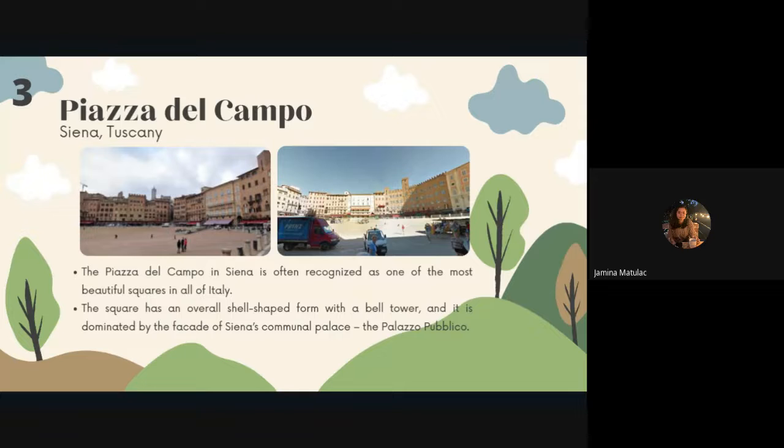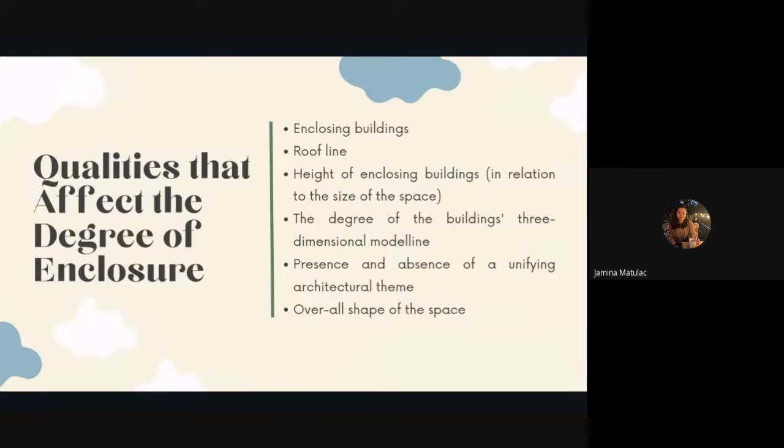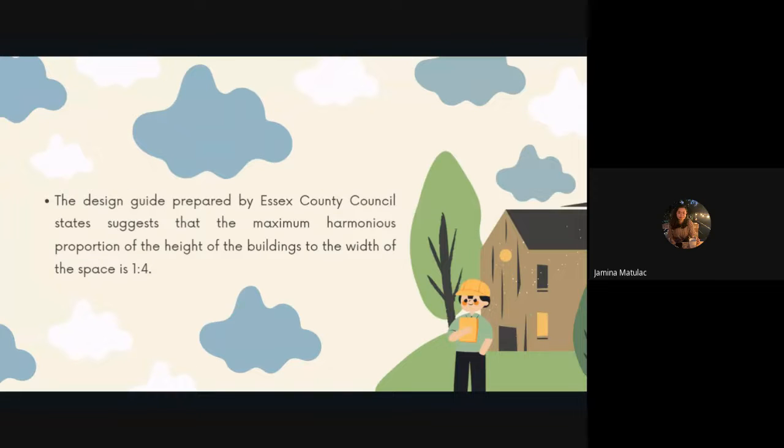And the third one is the height of the enclosing buildings. So basically this is somewhat the same as the roof line, but this focuses more on the relation to the size of the space. It's stated here, the design guide prepared by the Essex County Council suggests that the maximum harmonious proportion of the height of the buildings to the width of the space is 1:4.